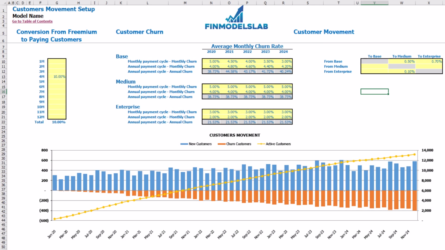So once you set this up, you may review the customer movement chart, which will show you the monthly amount of new customers in blue, the monthly amount of churned customers in orange, and as a resulting line, this is active customers by month.